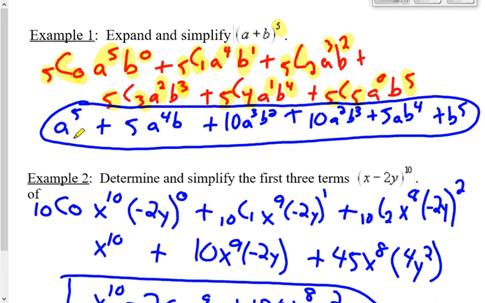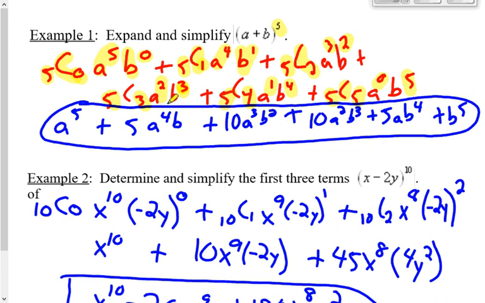Then it's just about figuring this out. So 5 choose 0 was 1, so we had 1a to the 5th. b to the 0 is the same as 1. The next term, 5 choose 1 was 5, and we have a to the 4th times b. The next term, 5 choose 2 was 10, so we have 10a cubed b squared.